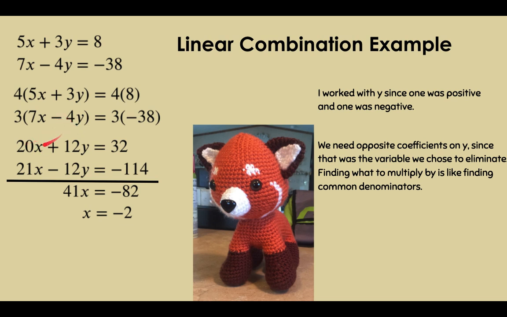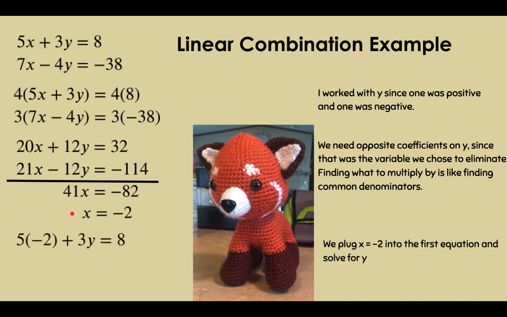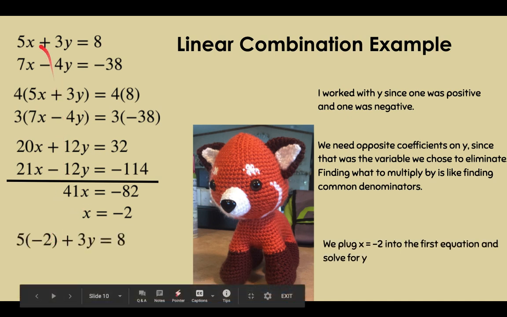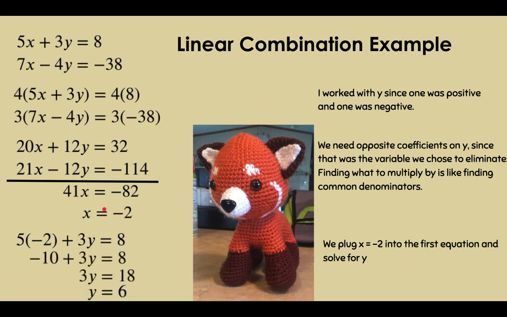When I line this up now, the 12y minus 12y cancels out, and I get 41x equals -82. I can divide by 41 to get x equals -2. I plug x equals -2 into the first equation to get 5 times -2 plus 3y equals 8. So I can solve that. I get y equals 6.